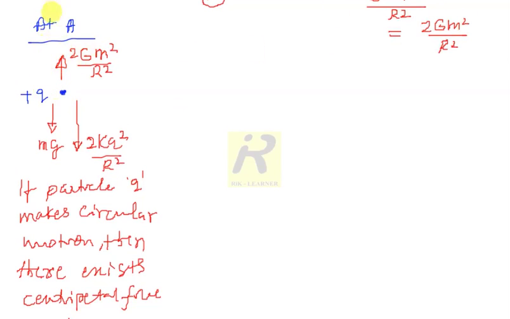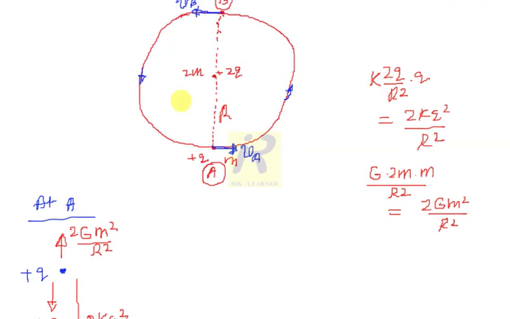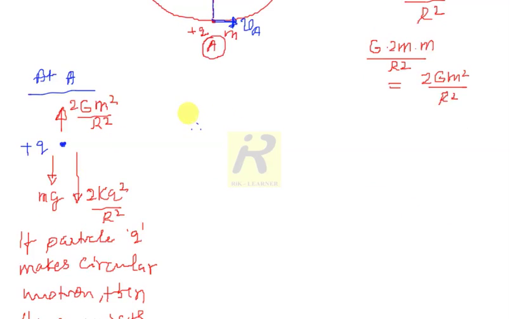So inward force will act in this direction, right? So upward here in the picture, we can say the centripetal force will act in this direction. Centripetal force, right? That will be the net force. Therefore, centripetal force is equal to what I can write? I can write it is 2Gm² divided by r² minus mg minus 2kq² divided by r².